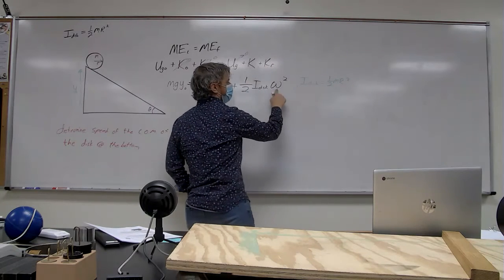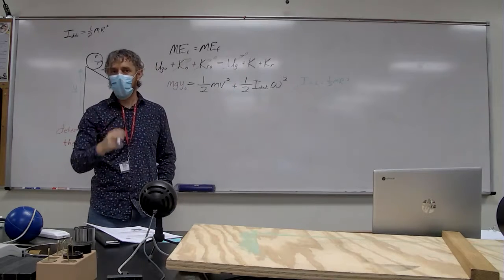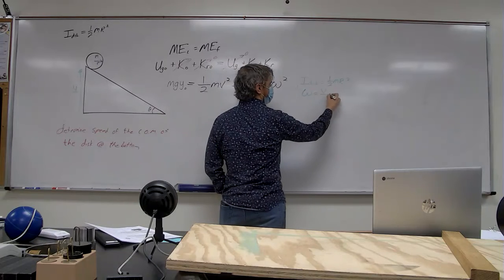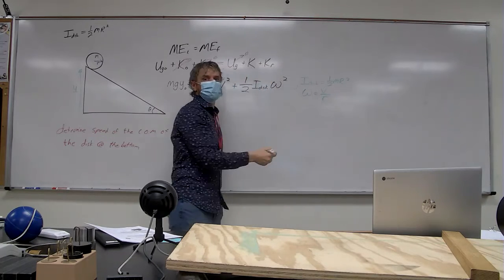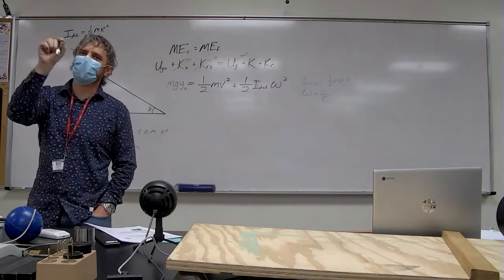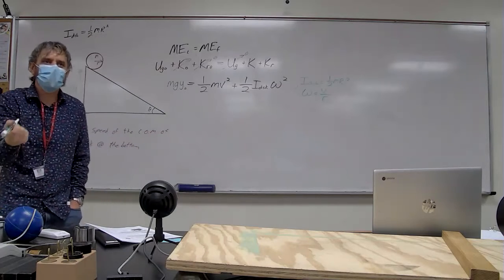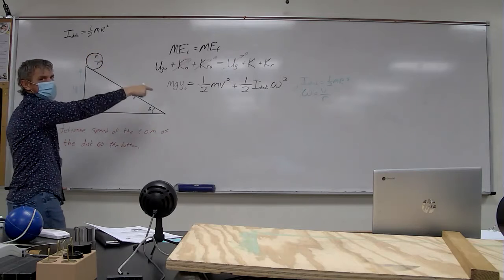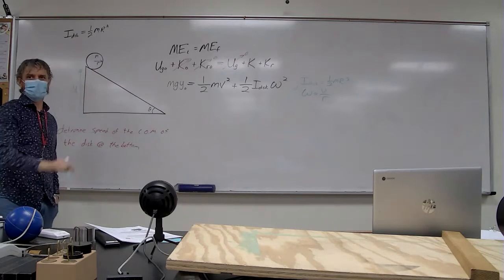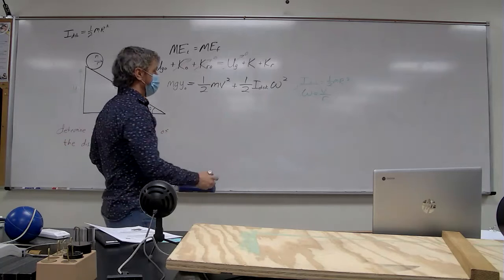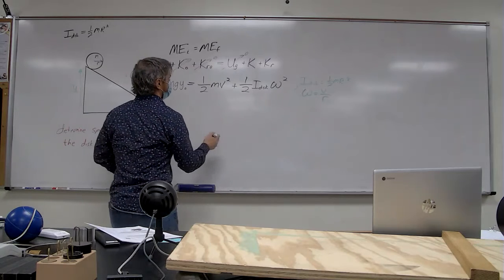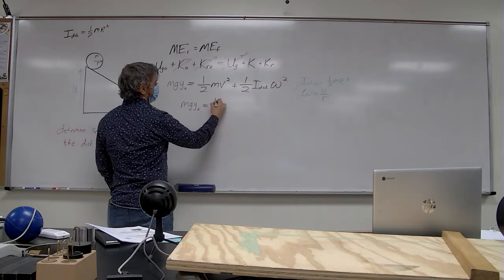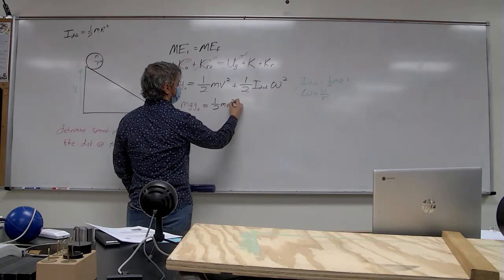And then I can also substitute, instead of omega, V over R. Linear speed over R. Remember, that linear speed is the linear speed of a point on the edge of it, but we just showed it earlier today that the linear speed of an object on the edge as it rolls down is the same as the linear speed of the center of mass. So I can put both those guys in there. So I get mg y naught equals 1/2 mv squared plus 1/2.